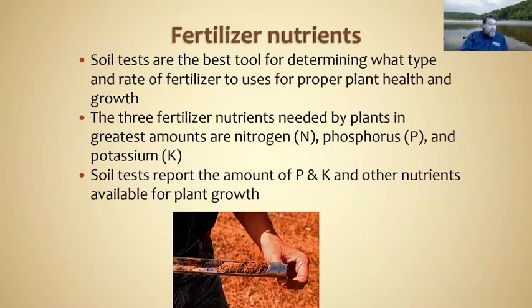Now with our fertilizer nutrients, soil testing is the best way to get a handle on what's in the soil. And once we know what's in the soil and what we need for the crop that we're trying to grow, that will help us get a handle on how much to apply and what sources of nutrients to apply. And as indicated just a moment ago, we're really looking primarily at nitrogen, phosphorus, and potassium. And the soil test results really report what's in the soil.